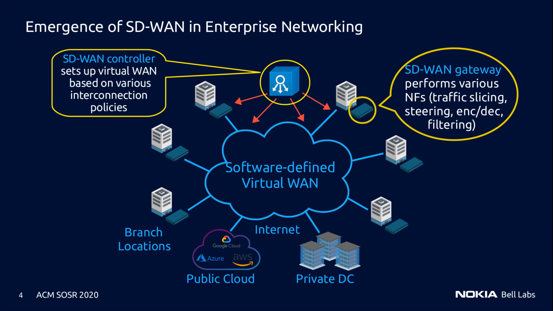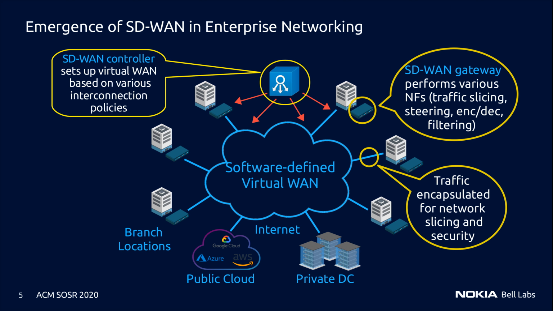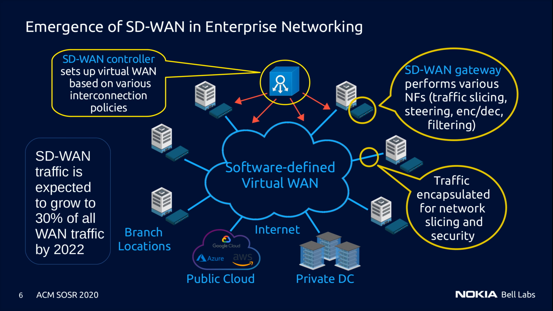enterprise interconnection policies. In this environment, SD-WAN traffic is typically heavily encapsulated with tunnels in order to support various application-specific, tenant-specific network slices and to secure connectivity between branch offices and cloud networks over the internet. It is expected that by 2022, SD-WAN traffic will become as much as 30% of all WAN traffic.